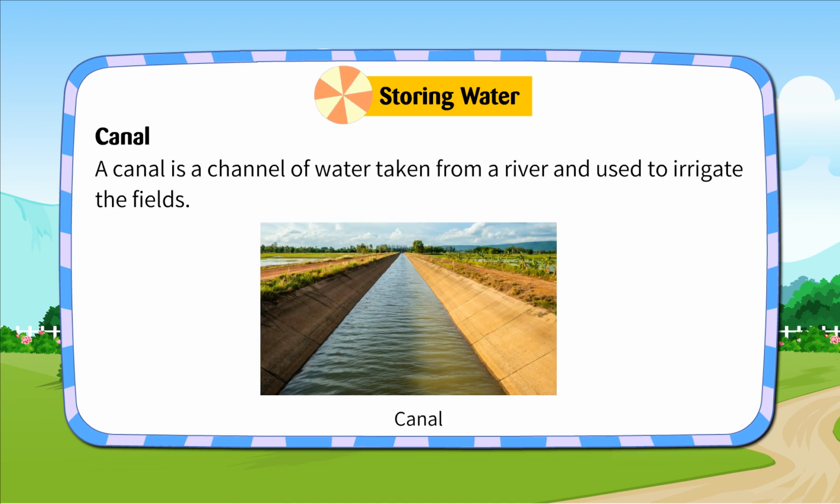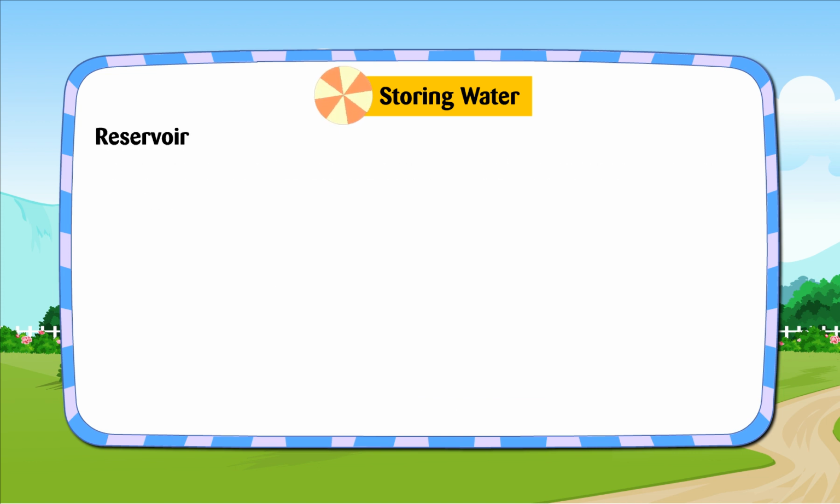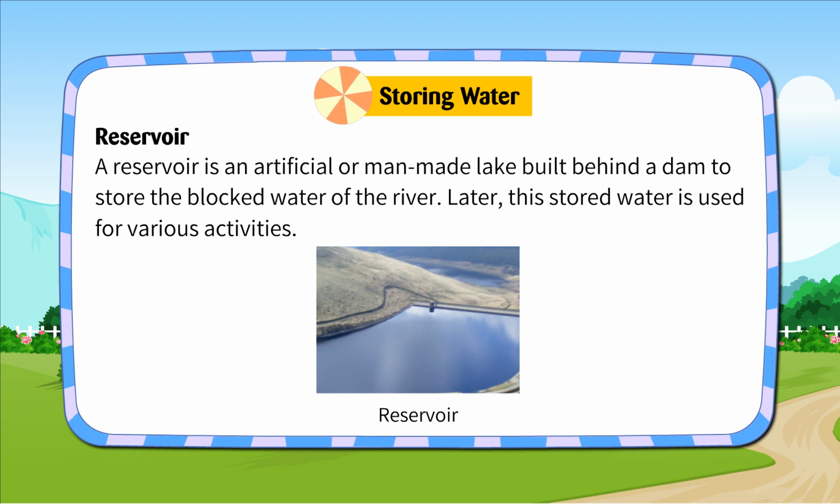Canal. A canal is a channel of water taken from a river and used to irrigate the fields. Reservoir. A reservoir is an artificial or man-made lake built behind a dam to store the blocked water of the river. Later, the stored water is used for various activities.